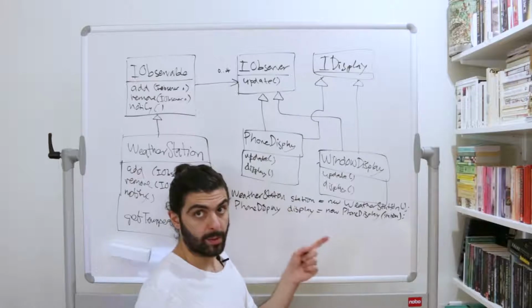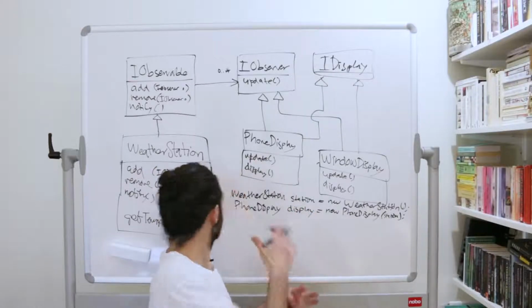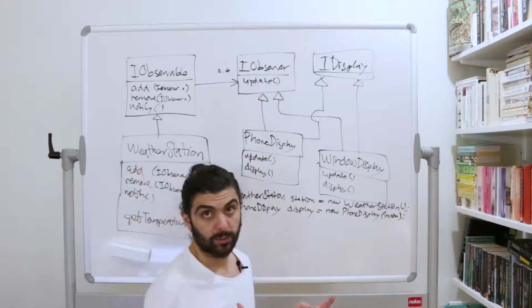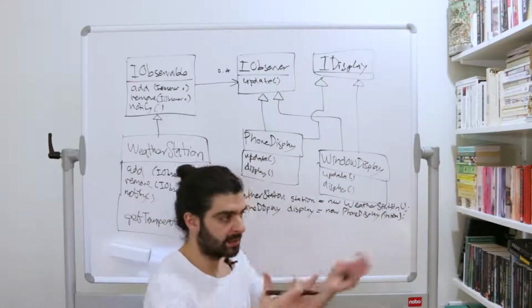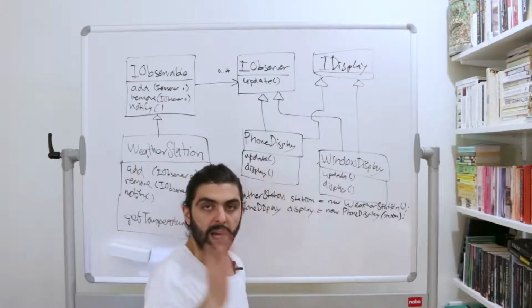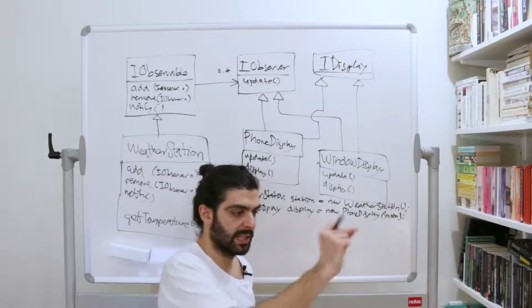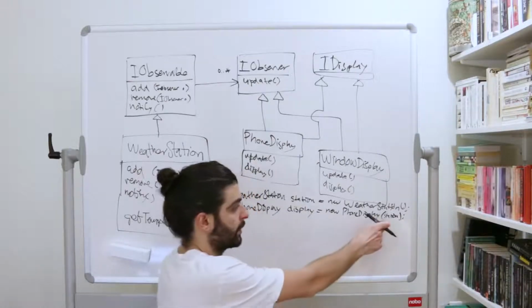And we're doing that because the display somehow must be able to look at the weather station and figure out what the current state of the weather station is. Not because it's polling, not because it's asking whether the state has changed. That's what we're solving with the observer pattern. But because when it knows that the state has changed, it needs to somehow access the new data. And this is why we're passing it in.